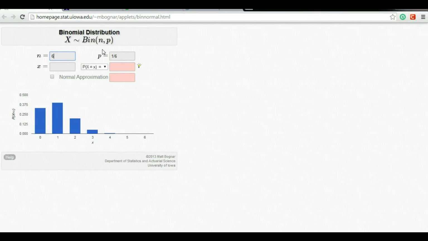Okay, so let's look at a binomial distribution now. And basically what we're looking at here is if we roll a dice, the probability that any number comes up, let's say it's a 3, would be 1/6. And I'm going to roll it 6 times.